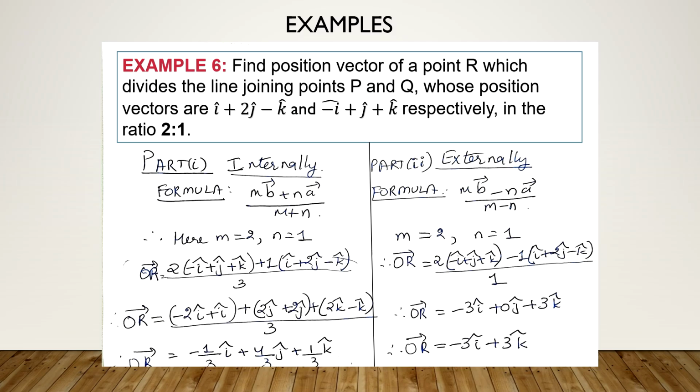Just use the formula. You will get your required vector OR as minus 1 upon 3 i cap plus 4 upon 3 j cap plus 1 upon 3 k cap. Similarly, if it divides externally, then the formula is m into vector b minus n into vector a upon m minus n. So in this case, your vector OR will be minus 3i plus 3k.